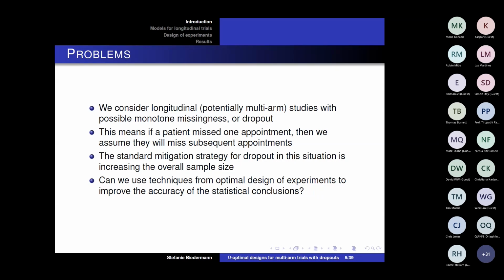So today I would like to talk about longitudinal, potentially multi-arm studies with potential monotone missingness or dropout, which means that if a patient missed one appointment, we assume they will miss the subsequent appointments as well. Now, the usual mitigation strategy for dropout would be to increase the overall sample size, which is of course a good idea. But we are thinking, can we do something a bit more elaborate to make the experiment more efficient? The question was, can we use design of experiments techniques to improve the accuracy of the statistical conclusions here?